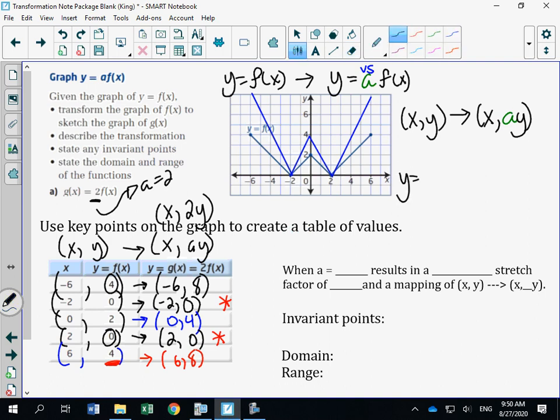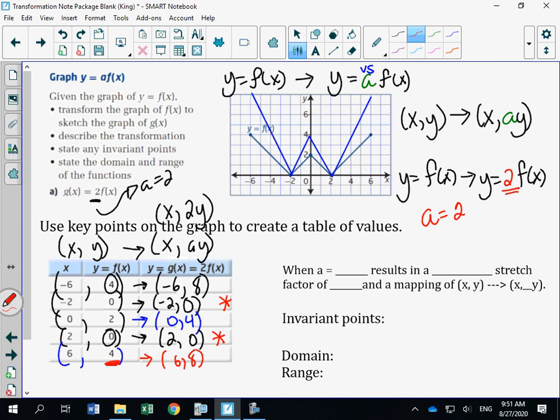So our original function was y is equal to f of x, and that was transformed to y is equal to a f of x, and our a value was 2. So I'm going to erase the a and put in a 2. So our a value is 2. What I always tell students to write is what parameter that is. So that's our a parameter. Our a is equal to 2.